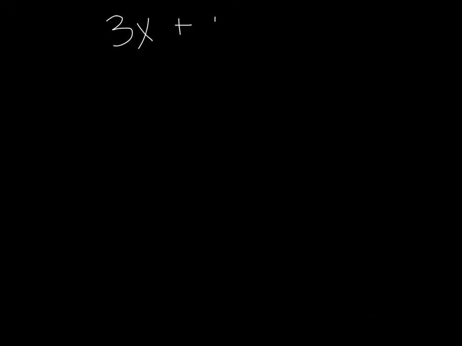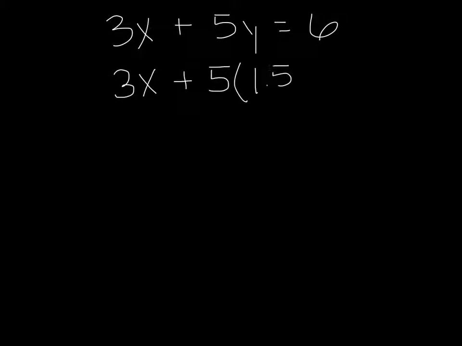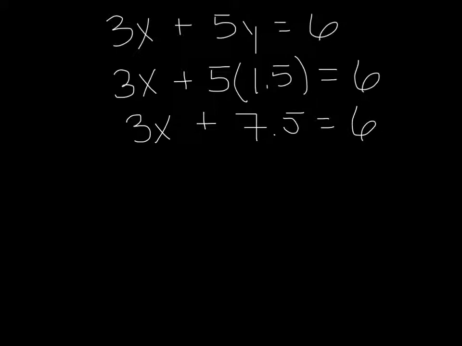Three x plus 5y equals 6. I'm going to choose the first equation, and I'm going to plug in when y equals 1.5. So I'll get 3x plus 5 times 1.5 equals 6. 5 times 1.5 is 7.5. So I have 3x plus 7.5 equals 6. If I subtract both sides by 7.5, I'm going to get 3x equals negative 1.5.